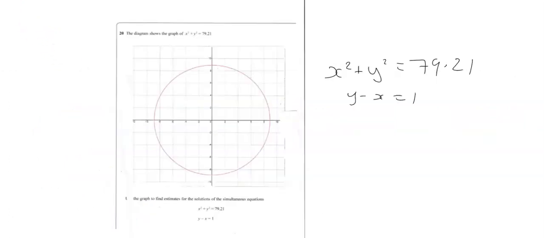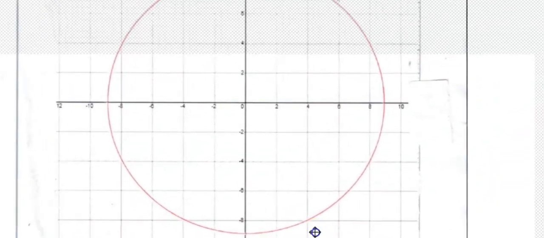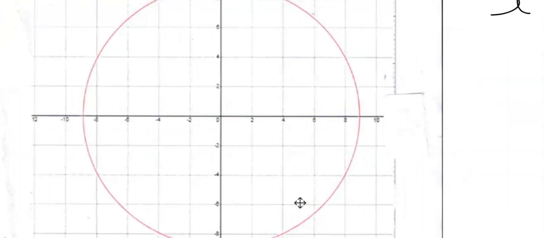Now in this question, we are concerned with discovering where the line y minus x equals 1 meets the circle x squared plus y squared equals 79.2, which is drawn on the diagram. This equation is the same as y equals x plus 1. So if I zoom in a bit, y equals x plus 1.